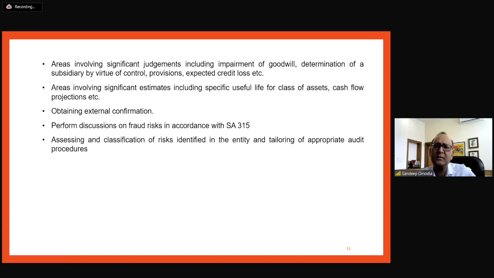Areas involving significant judgment include impairment of goodwill, determination of subsidiary where we have control, and provision of expected credit loss. We already discussed this. The only new one that is coming in is expected credit loss calculation. This again should be done independently by the external auditor. Areas involving significant estimates include specific useful life of class of assets, cash flow projection, etc. Obtaining external confirmations. Perform discussions on fraud risk in accordance with SA 315. Assessing and classification of risk identified in the entity and tailoring of appropriate audit procedures.